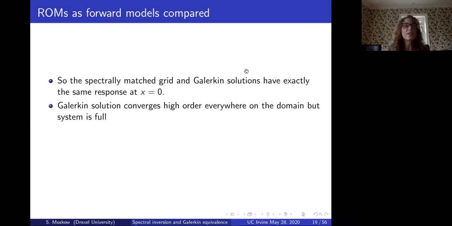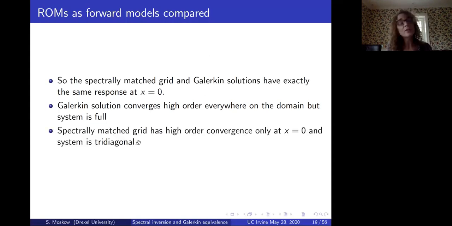But what's the difference? Let's compare these two. They're both reduced order models for this problem. As forward models, the Galerkin solution converges high order everywhere on the domain, but the system is full because you've got integrals of these exact solutions. The spectrally matched finite difference grid has high order convergence only at the receiver, and the system is tridiagonal. So it's a nice sparse system, but the convergence is only high order at this receiver.